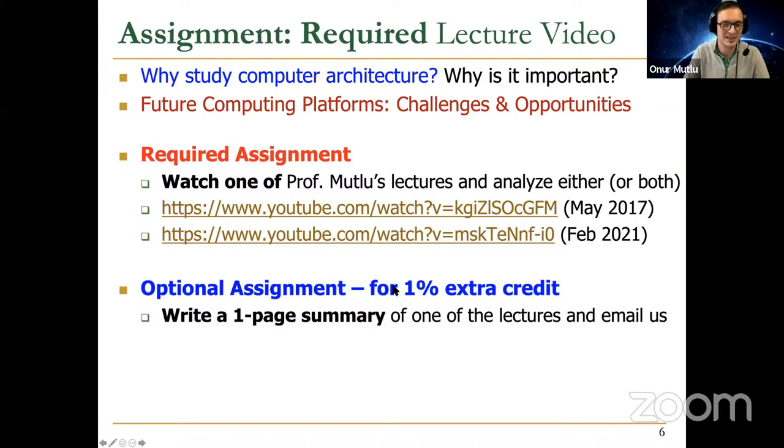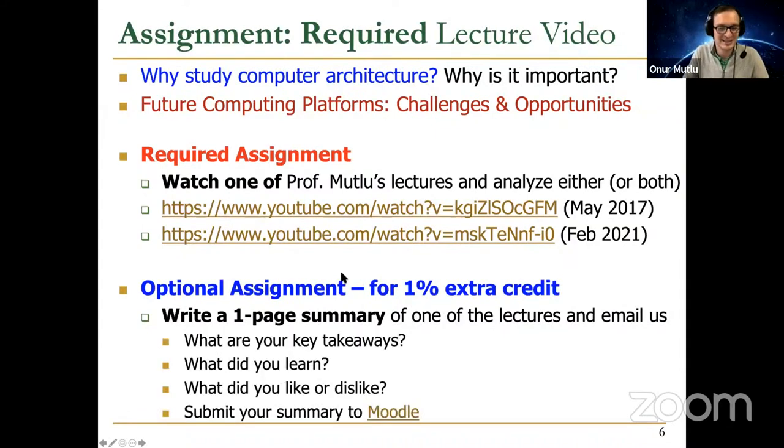And certainly if you do this optional assignment, you get 1% extra credit. And it's free, let's say it's free extra credit. So there's no reason not to do it, in my opinion. And you'll learn along the way as well. So I would recommend doing it. And as I mentioned, I recommend watching the more recent lecture that I delivered that talks about future computing platforms.